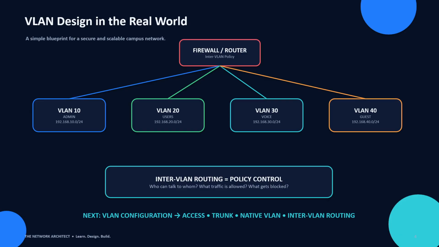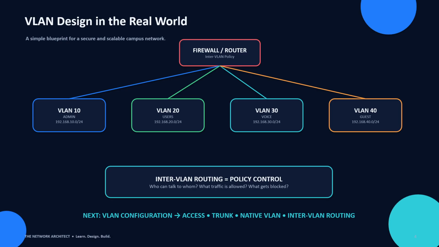192.168.30.0/24. Keeping voice traffic in a separate VLAN allows us to apply specific quality of service policy. Please remember this line, very important. Keeping voice traffic in a separate VLAN allows us to apply specific quality of service policy. For example, we can prioritize voice traffic over normal data traffic.